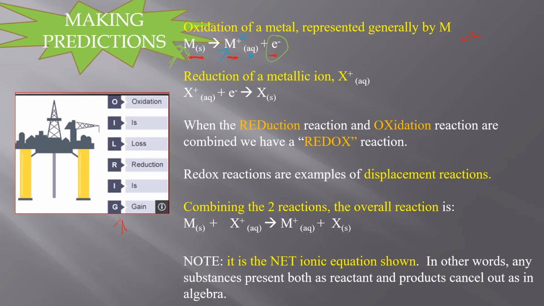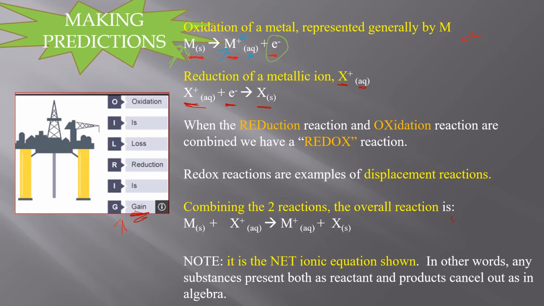Now, reduction is the opposite of this. Here's a metallic ion that we're calling X, whatever X is. It's already charged, X plus, and it's in aqueous form. That's what that tells us. Now, the reduction is a gain of electrons because reduction is gain. So we're adding an electron to it. That negative charge goes with that positive charge, forming a stable atom that is not charged. And it becomes a solid atom at that point. So we have a metal solution, it's gaining the electron and it's becoming a solid.